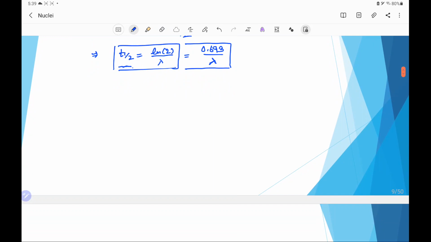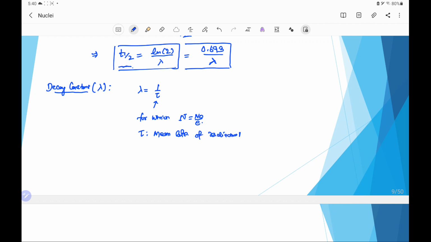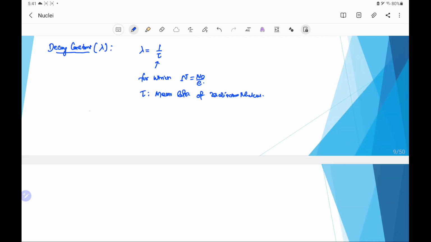Similarly, we can define the decay constant lambda. The decay constant is the reciprocal of the time duration in which the undecayed radioactive nuclei reduce to 1 by e times the nuclei present initially. That means lambda will be equal to 1 by tau. This is the time period for which the remaining undecayed nuclei will be 1 by e times the initially present undecayed nuclei. Here, this tau is also known as the mean life of a radioactive nucleus.